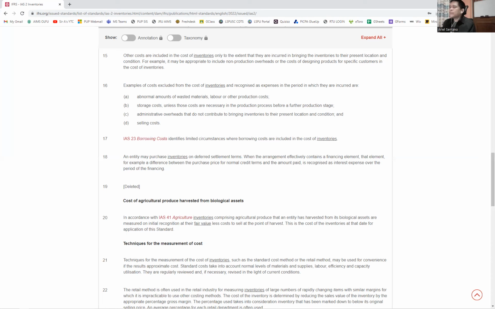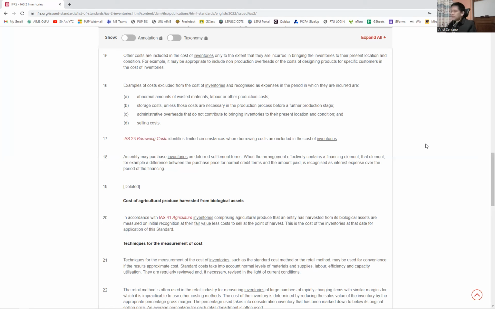But normally, when we are talking of borrowing costs, halimbawa, ito, paragraph 18. An entity may purchase inventories on deferred settlement terms when the arrangement effectively contains a financing element. Nangutang tayo. So there is an interest. That element, for example, a difference between the purchase price and the amount paid is recognized as interest expense over the period of the financing. That is yung tinatawag natin na finance cost. Okay? Borrowing cost, tapos etong mga financing, we are referring to interests. Okay? So, hindi po natin ito sinasama.